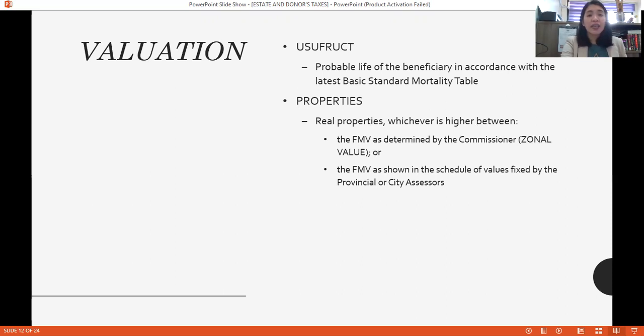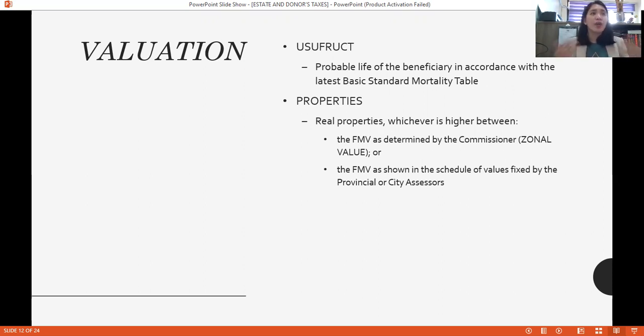Now, how do we value the estate? Kapag yan ay usufruct, then it is valued, no? Or there shall be taken into account the probable life of the beneficiary in accordance with the latest basic standard mortality table. And with respect to properties naman, yung valuation talaga natin is at its fair market value at the time of death. So let me just emphasize this.